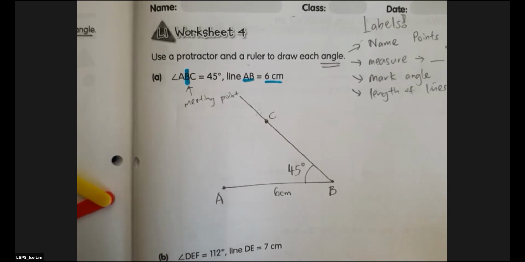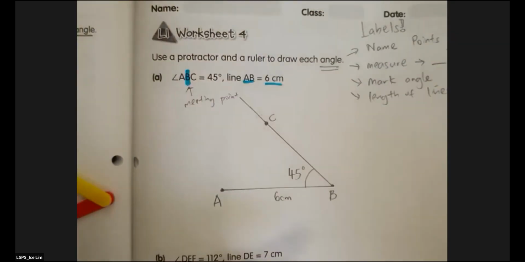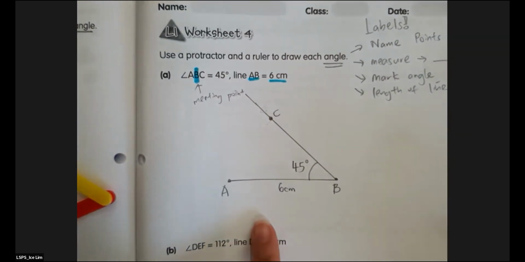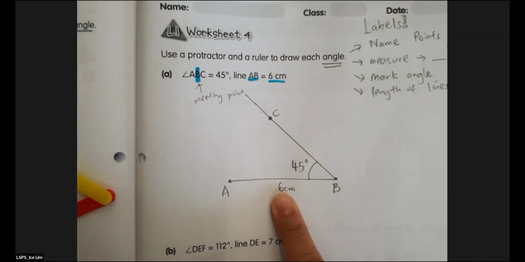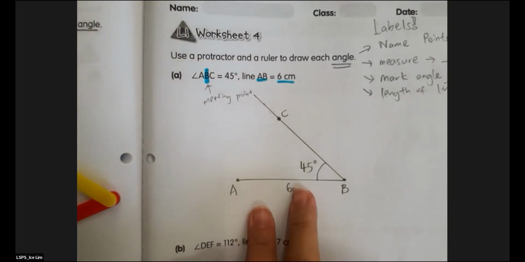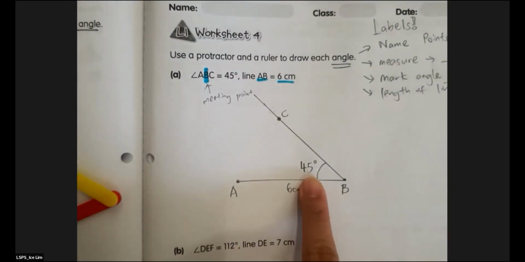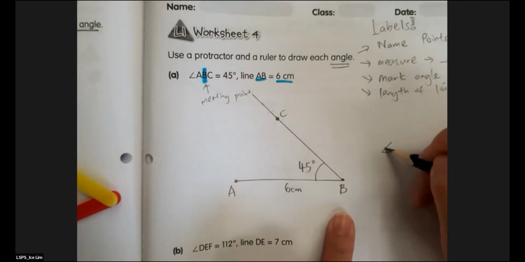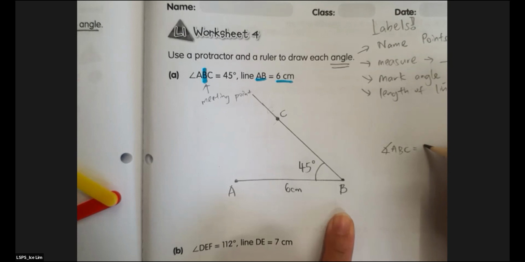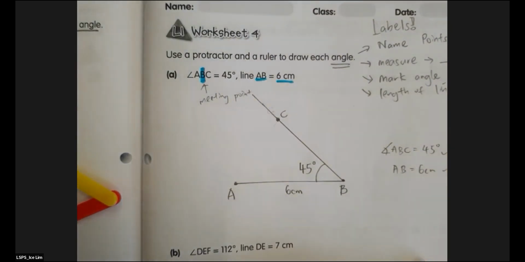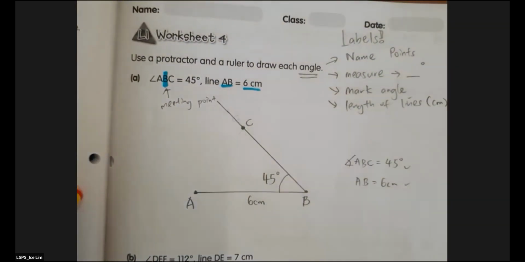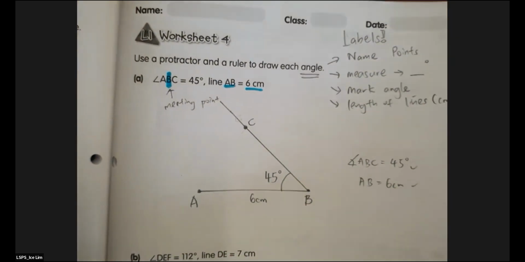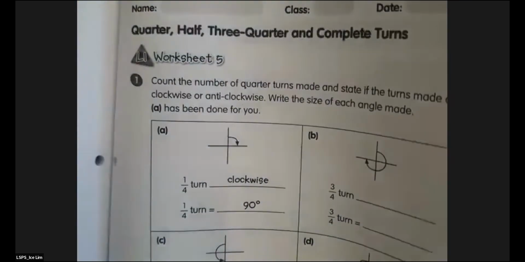So you see, in this question, AB indicates the length of AB, and the size of the angle ABC. So angle ABC is 45 degrees. AB is 6 centimeters. Check. Now, when you go home today, try to draw on your own.